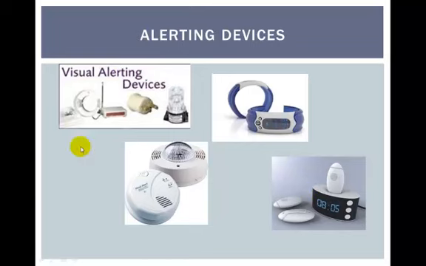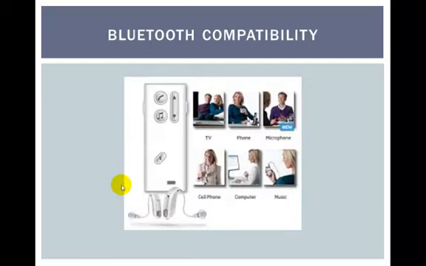So these are different alerting devices, and they can be set for, again, the phone is to alert the individual, the phone is ringing, the doorbell is ringing, the baby monitor is making sound, the alarm clock is going off, the fire alarm's going off, okay, alerting devices.